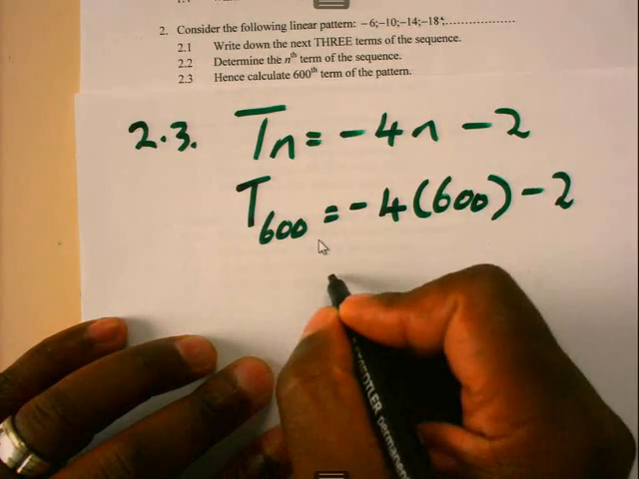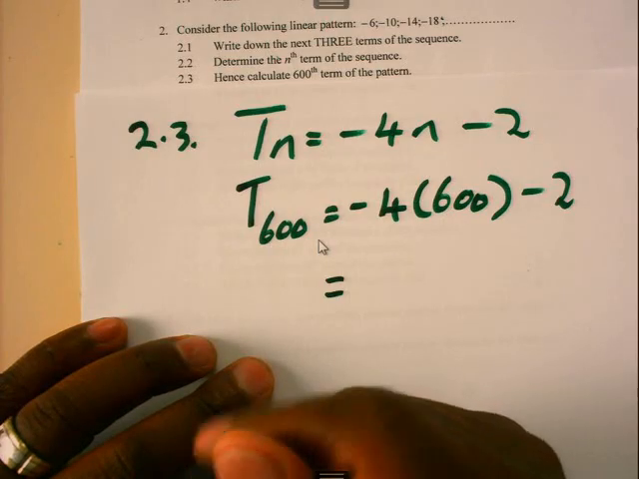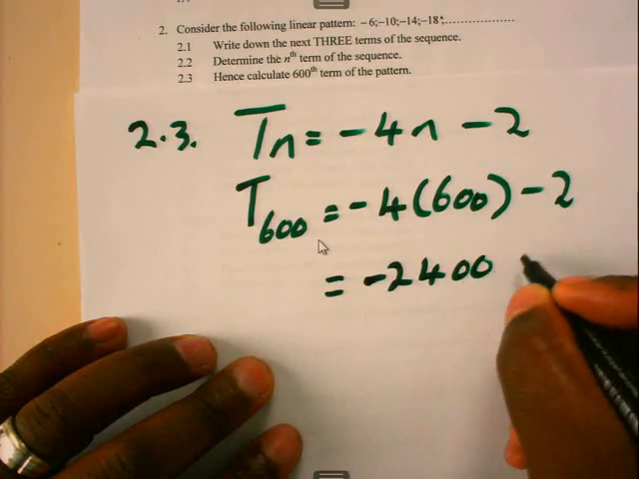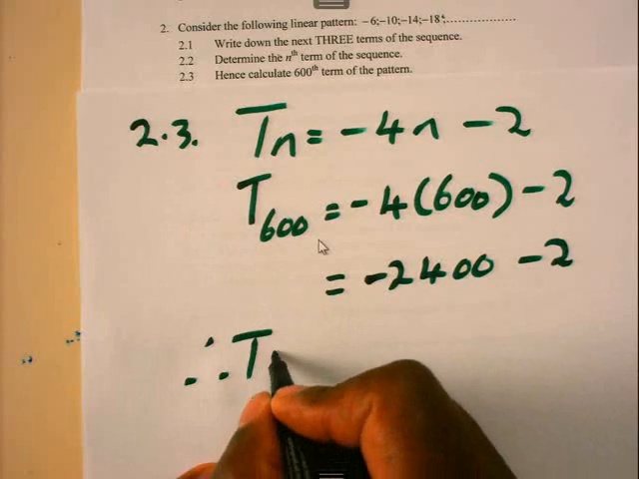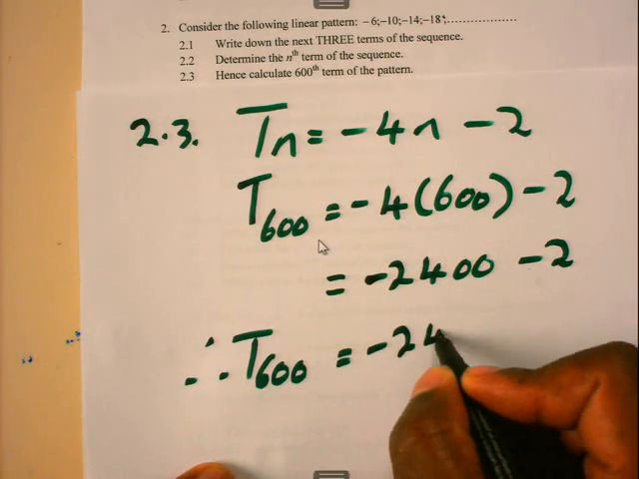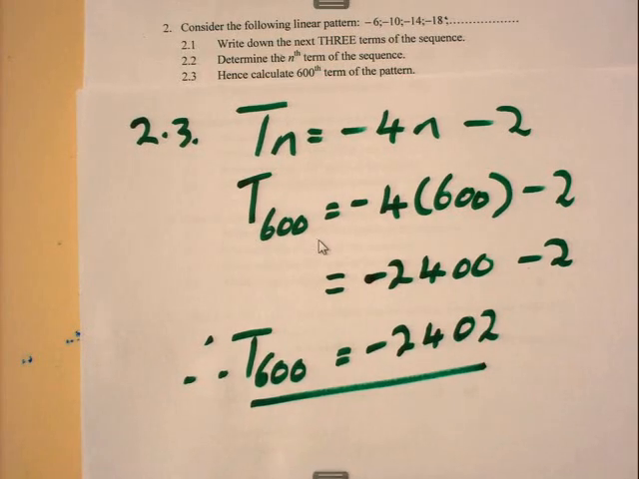Let's multiply with the aid of our calculators. If you multiply 4 by 600, you'll end up with -2,400 minus 2. Therefore, term number 600 is equal to -2,402. That is how to answer 2.3. The last question.